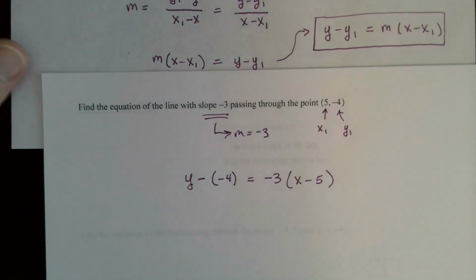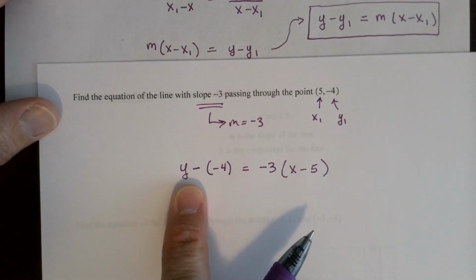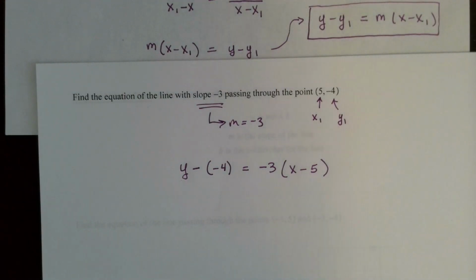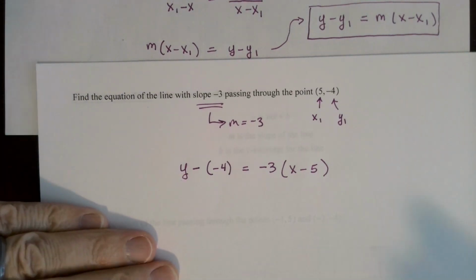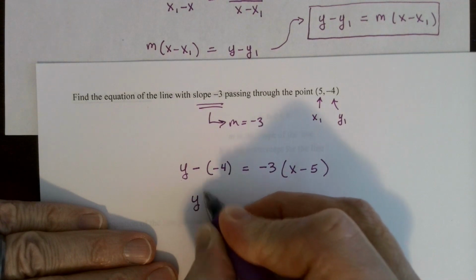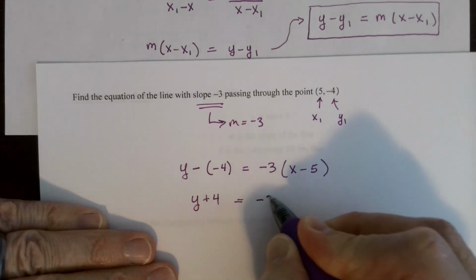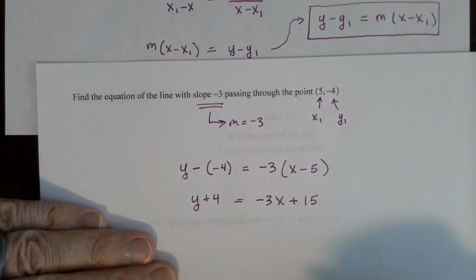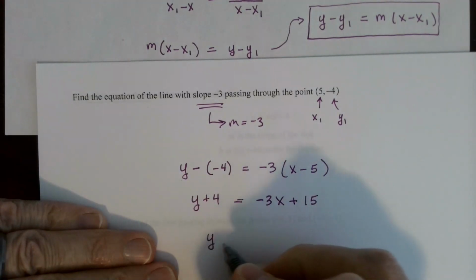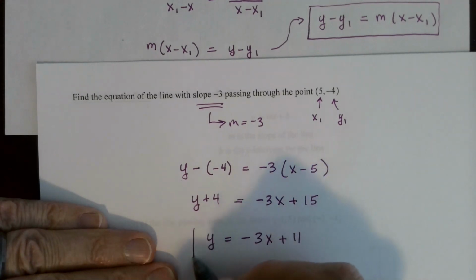Now, what we typically like to do with that is to solve this equation for y. Anytime we have y as a function of x, we can plug in different values of x, we can plot points, we can see the behavior of that particular function. So let's do that. Of course, this becomes y plus 4 here. And if I distribute this negative 3, what do I get here? I get negative 3x. Be careful here. Negative times negative is positive. 3 times 5 is 15. And then to solve for y, I subtract 4 from both sides. 15 minus 4 is 11. So there's the equation of the line.